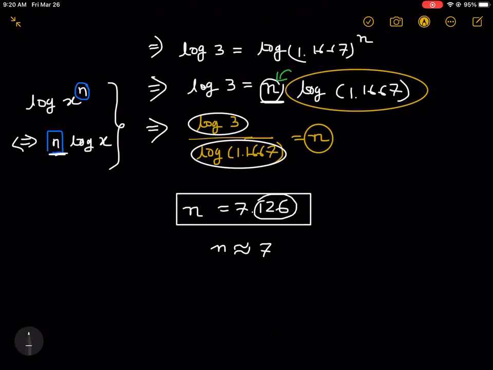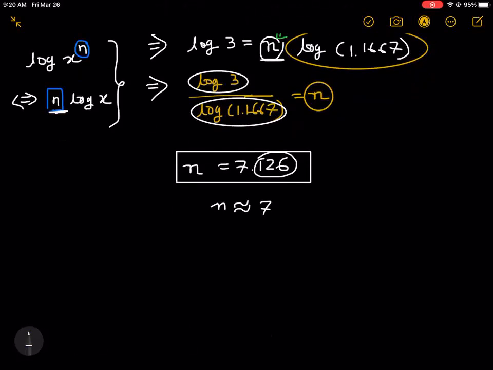Less than 0.5. So we can say, after all this discussion, that after 7 hours, we'll have 900 bacteria in that particular culture. This is the answer.